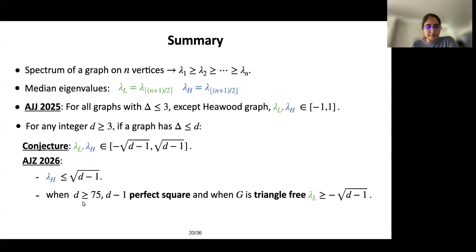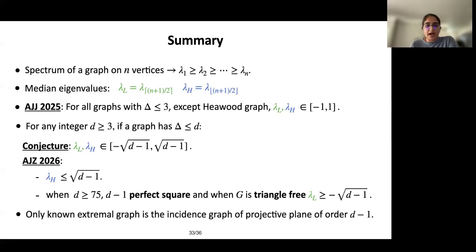And we can show that for d greater than or equal to 75, when d minus 1 is a perfect square and when G is a triangle-free graph, lambda L is greater than or equal to minus square root of d minus 1. I would also like to point out one final time that the only known extremal graph to this conjecture in each case of d is the incidence graph of the projective plane of order d minus 1.